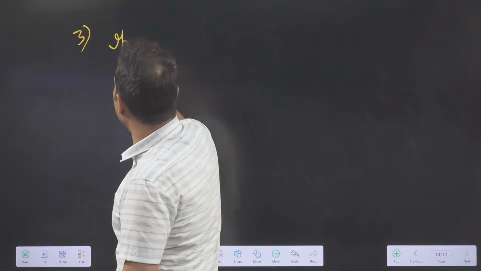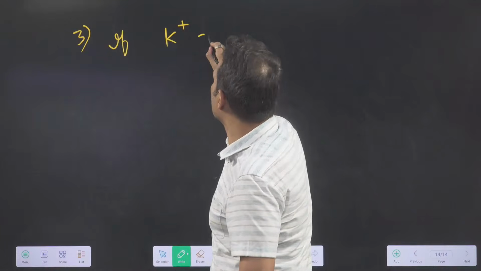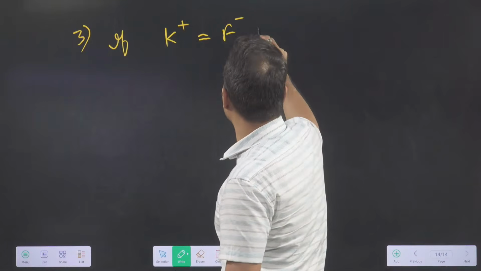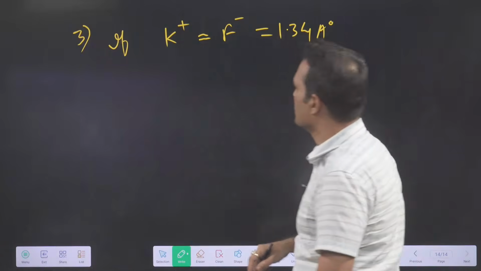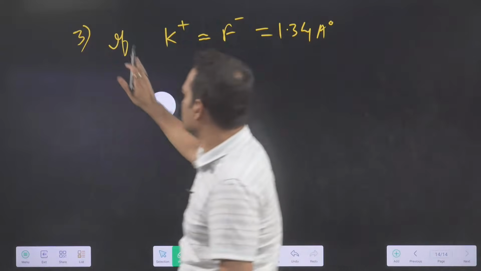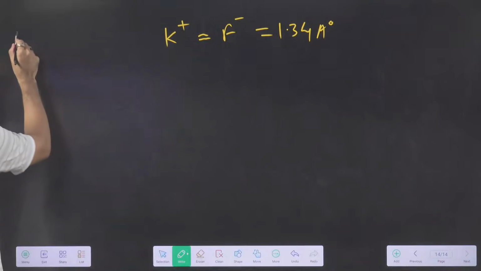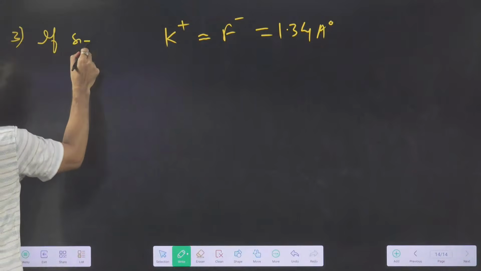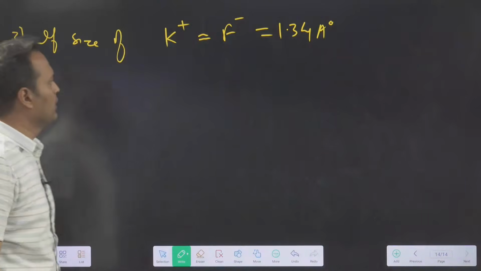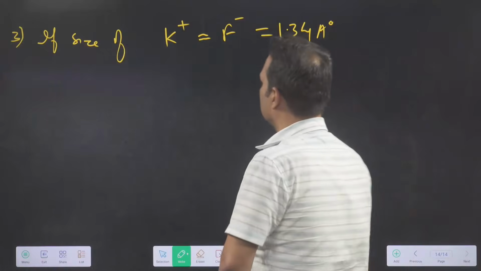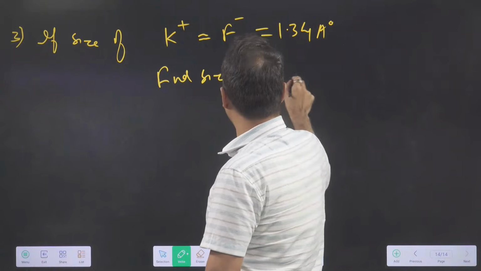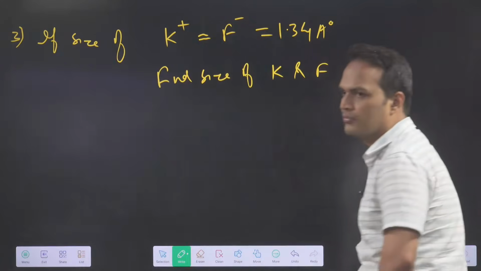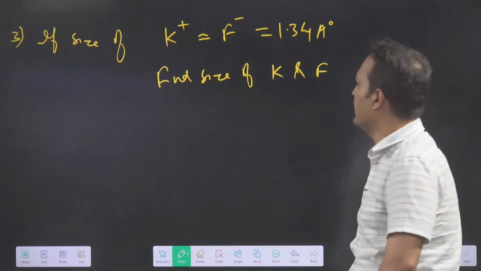Aajo, third question. Third question they are saying like this, ki if, so quickly we will do some question. If K plus F minus is equals to 1.34 angstrom, size is similar. देखो, if size of K plus F minus is similar, find size of K and F.